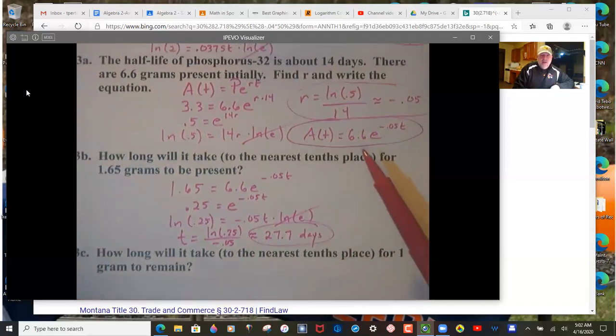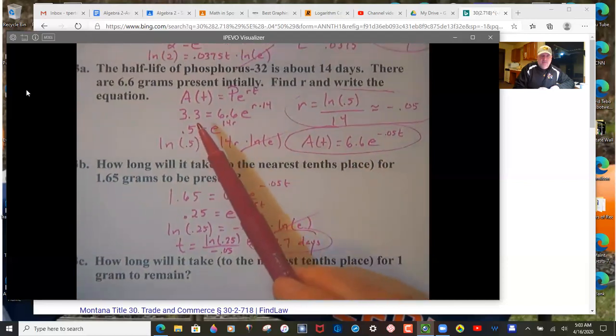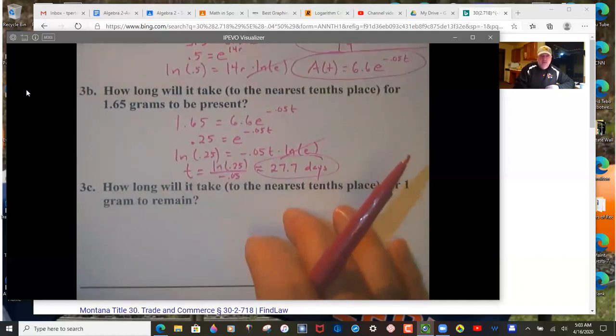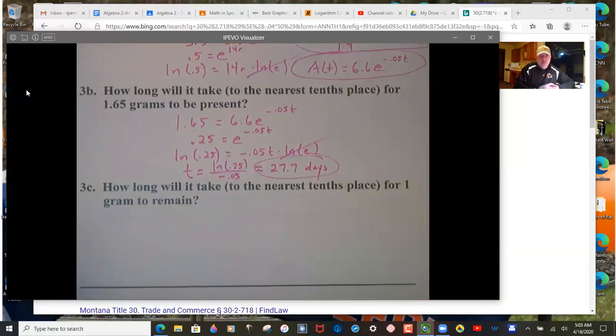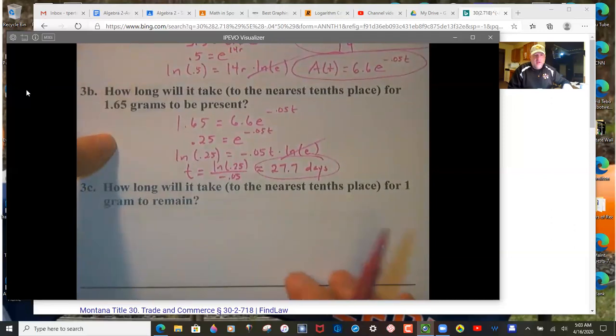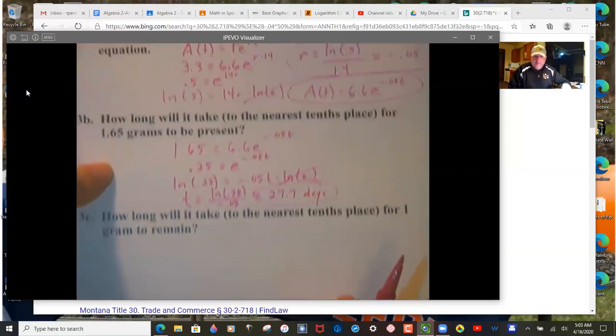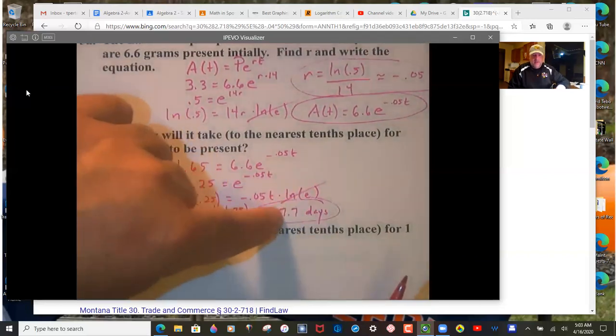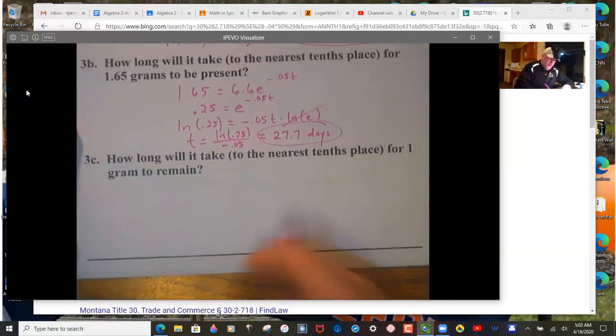Because 3.3 is the half-life amount, and 3.3 divided by 2 is 1.65. So it's just another 14 days. It's a rounding issue with the rate when we calculate it. Rounding causes a little bit of error in these, just so you know if you're trying to make sense of half-life situations. This is just another half-life from the first half-life, which means it's just another 14 days, and that should technically be 28.